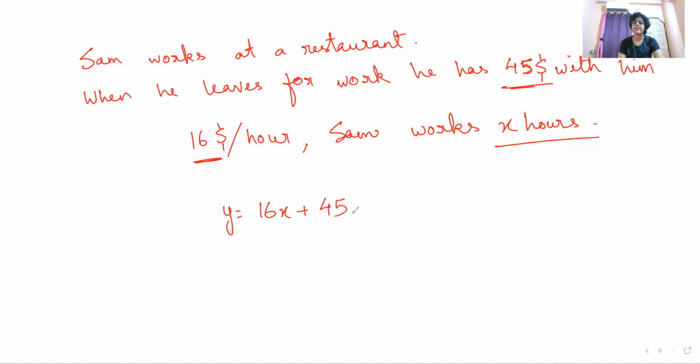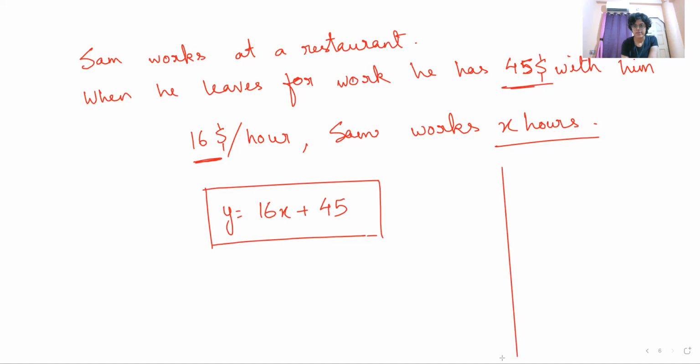So plus 45. This would be the linear expression that completely captures the situation of Sam leaving home with $45, earning $16 per hour in his work day, and then calculating the total amount he has after that. Now, if we try to draw it in a graph, we would get something like this.